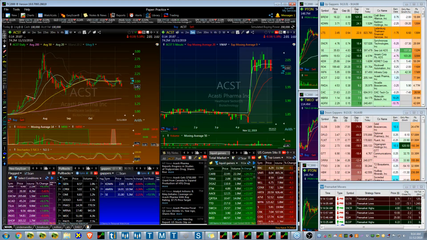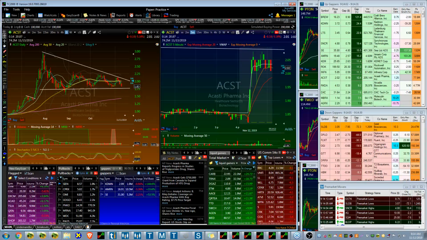ACST. Man, this one looks, I know a lot of you guys probably like something like this. This one can be really tricky. Unless it holds over this trend line here, it probably can fade.